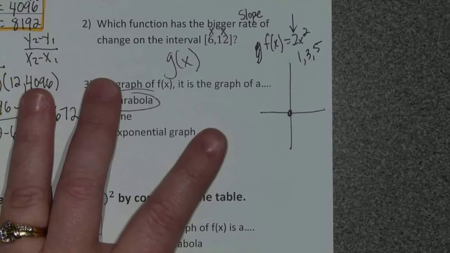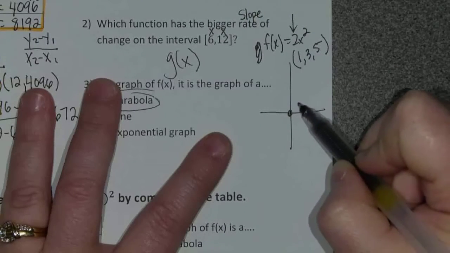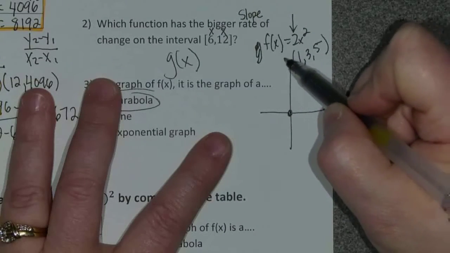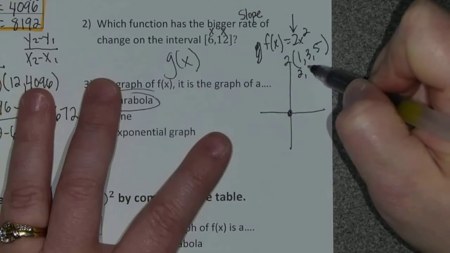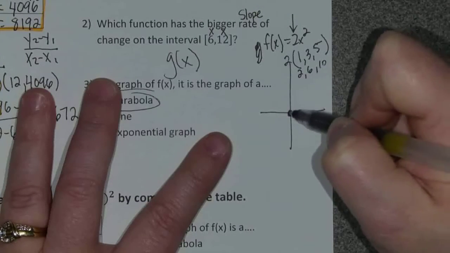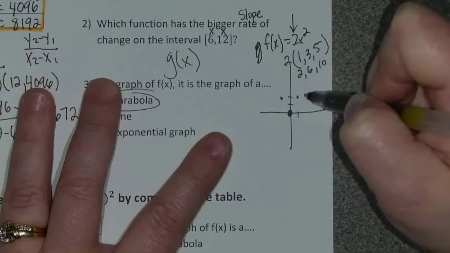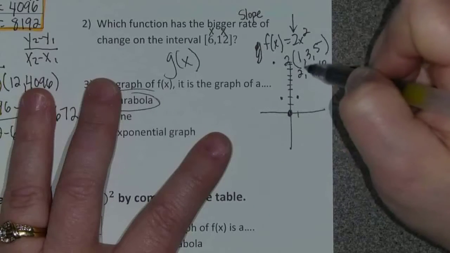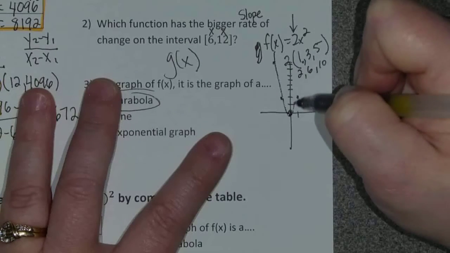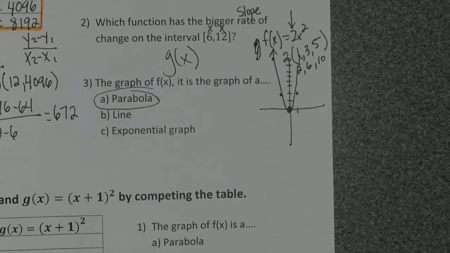It changes my pattern. So my pattern is usually over 1, up 1, over 1, up 3. But I'm going to change my pattern by timesing it by 2. So I would do 2, 6, 10. So over 1, up 2. Over 1, up 6. And your parabola goes through those ordered pairs. Do you remember how we do that with the pattern change?